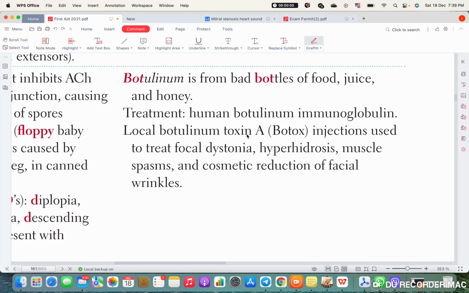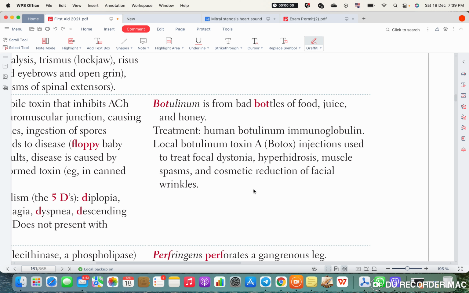So local botulinum toxin A, Botox injection, is used to treat focal dystonia. Like some people have a jumpy hand, for example, or their fingers keep moving. And hyperhidrosis, this is the serious stuff. Exactly, the sweating. You know, some people, you shake hands with them and it feels like there is a lot of water in their hand because they are sweating so much. Regardless of what they do, they keep sweating so much. You try to use any medication on them, nothing works.